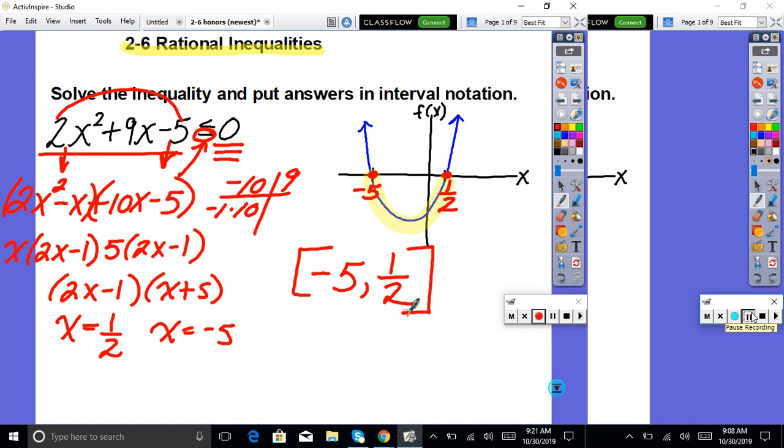Yes. Not equal to 0, right? Because then we can't equal 0. And right here it is 0. So then we put a parenthesis. So if we didn't have that little equal to sign right there, you'd put a parenthesis.